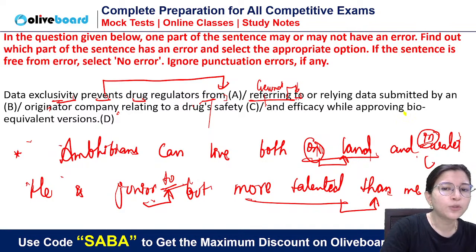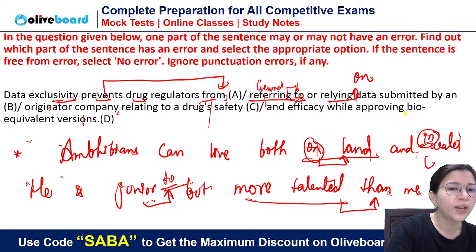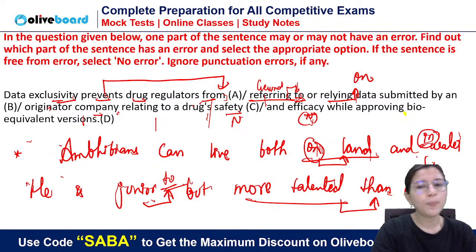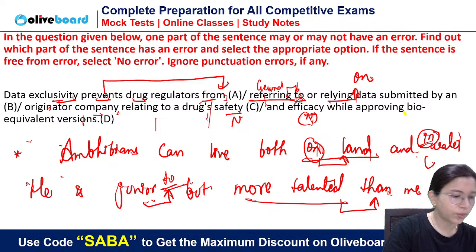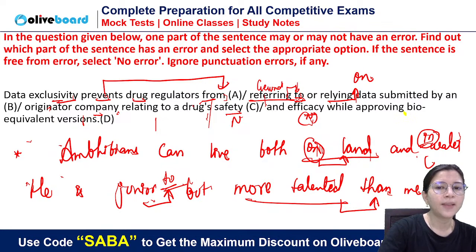So refer to is absolutely correct, but rely के साथ to नहीं जाएगा. So we need preposition on, or relying on data submitted by an originator company relating to a drug's safety and efficacy. Safety is noun, efficacy is noun, while approving bioequivalent versions. Okay. Yes, preferred to, junior to, superior to. So I hope you all got this rule easy. Okay. So relying on data submitted. So error lies in B part.